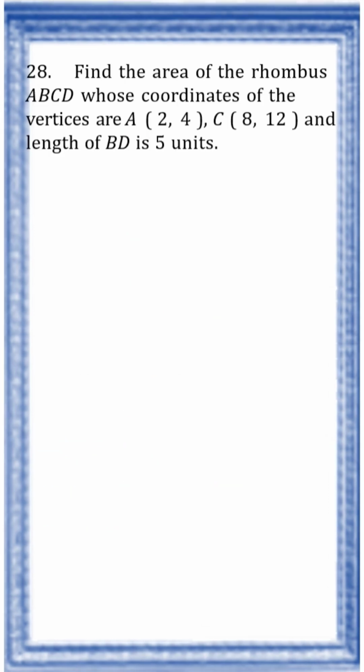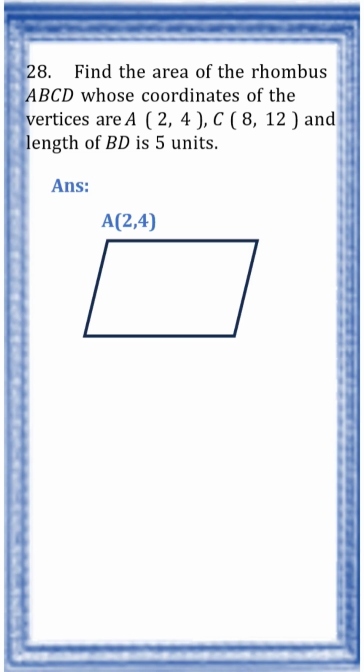Now let us solve the 28th question, which is taken from the chapter Coordinate Geometry. Find the area of the rhombus ABCD whose coordinates of the vertices are A (2, 4), C (8, 12) and length of BD is 5 units. Now let us have a rhombus ABCD with A coordinates 2, 4, B we don't know, C 8, 12, D coordinates we don't know, but the diagonal BD is equal to 5 units. We have to find the area of the rhombus.